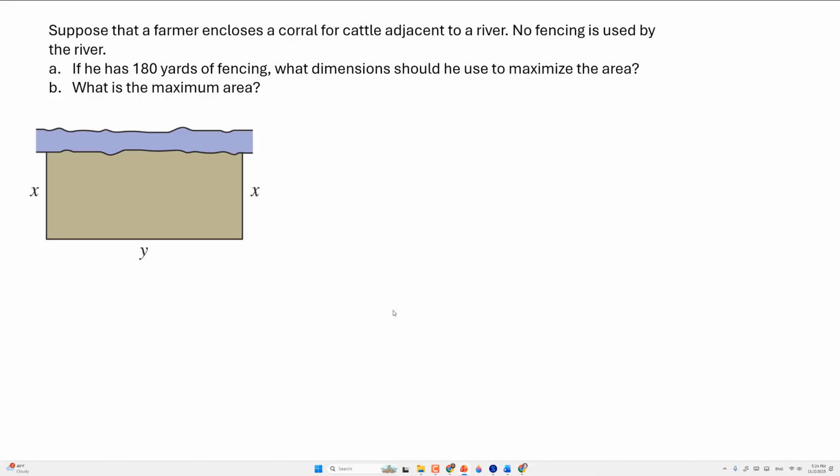So, suppose that a farmer encloses a corral for cattle adjacent to a river. No fencing is used by the river. If he has 180 yards of fencing, what dimension should he use to maximize the area? What is the maximum area?